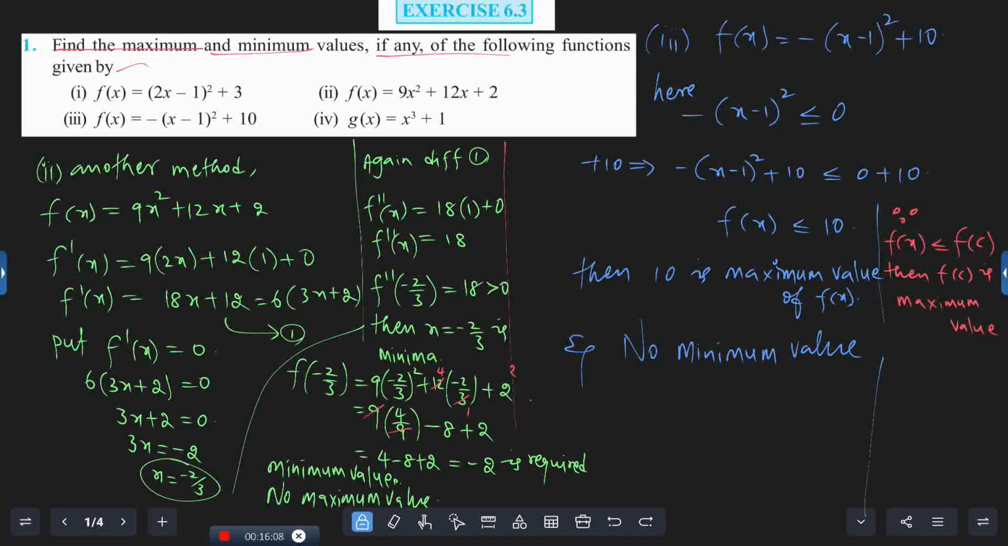If you draw the diagram now, the diagram may come like this. So down it will be going anywhere else. You cannot find what the minimum value is. That is what I am telling. No minimum. Understand? Right. Next.